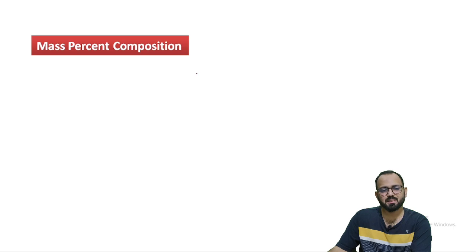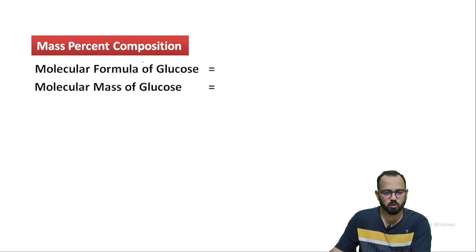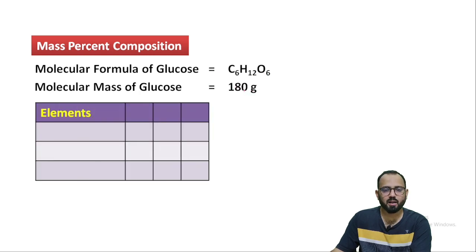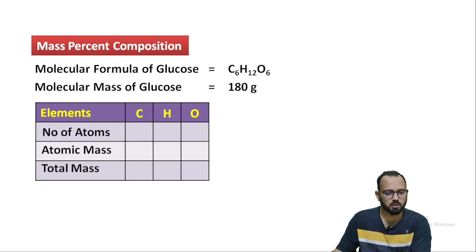Now what is mass percentage composition? The molecular formula for glucose, you know, is C6H12O6. Molecular mass of glucose is going to be 180 gram. In this, you can get the number of carbon, hydrogen and oxygen atoms. The number of atoms of carbon is 6, hydrogen is 12, oxygen is 6. And the atomic mass of carbon is 12, hydrogen 1, oxygen 16.